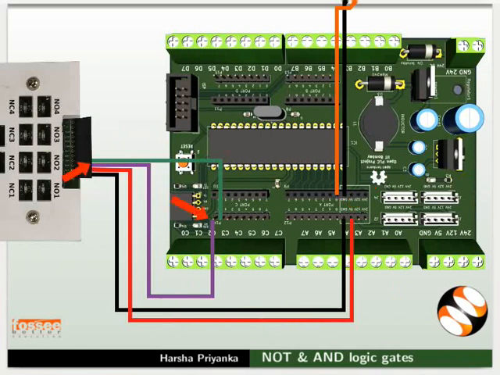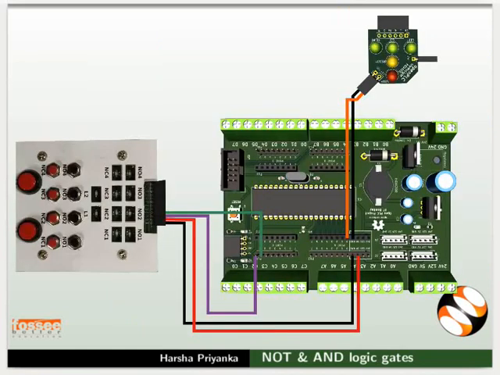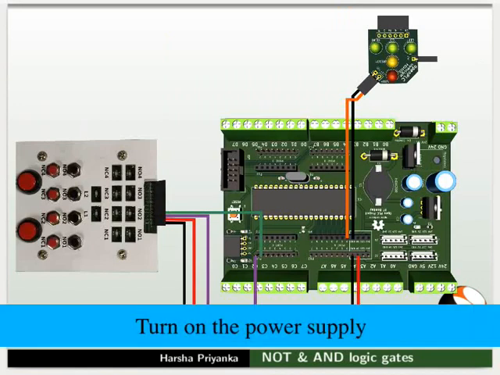Connect NVO1 to PC0 of the mainboard and connect NVO2 to PC1 of the mainboard. Make the connections as shown in the picture. Turn on the power supply.